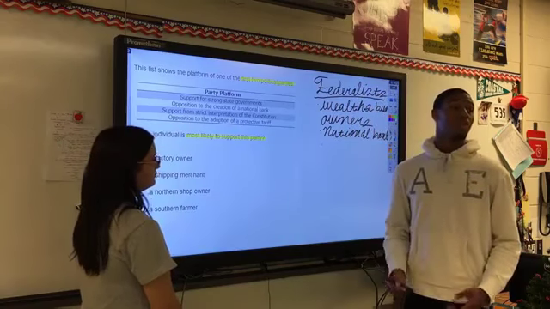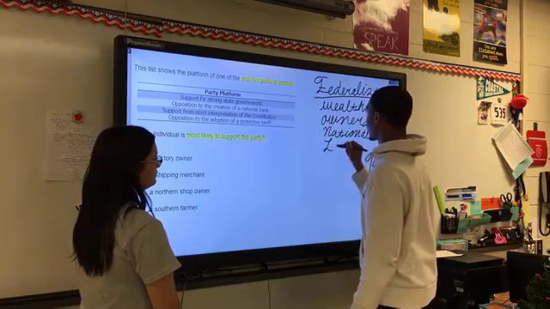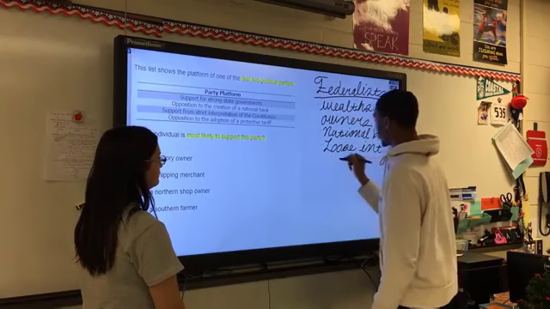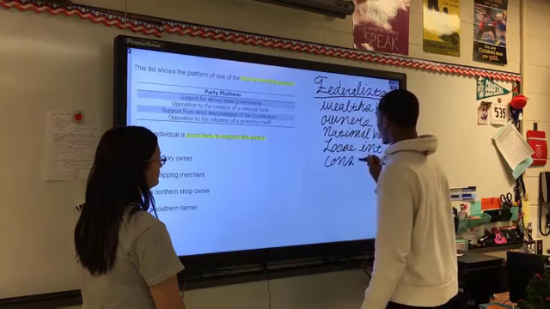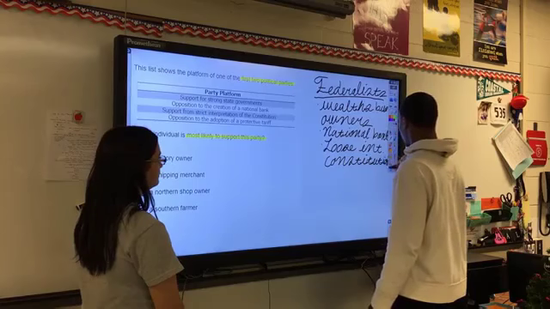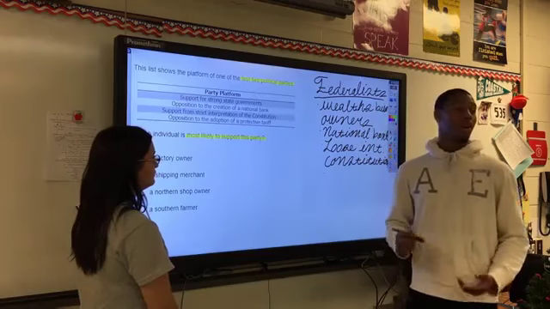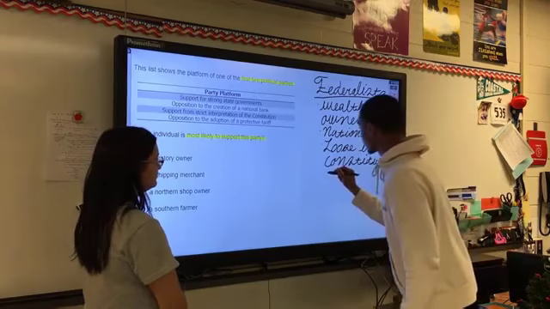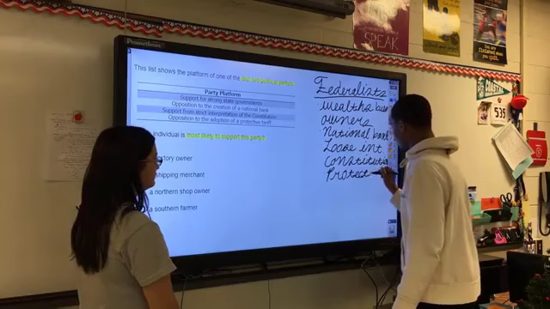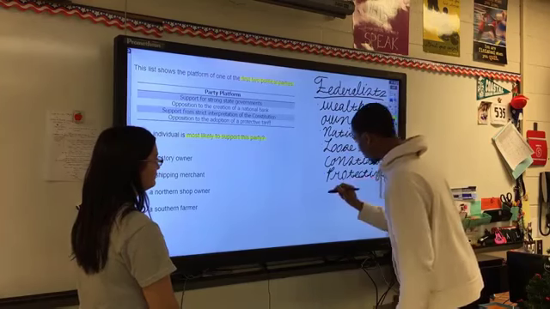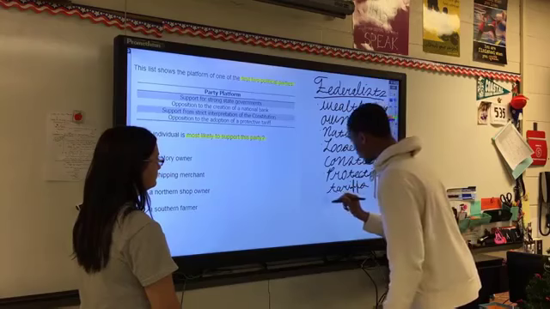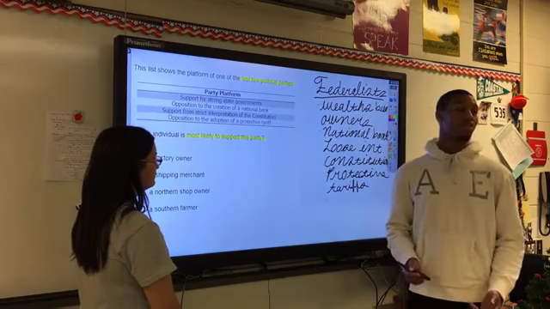The Federalist Party also supports loose interpretation of the Constitution. The Federalist Party also is in support of protective tariffs. And finally, the Federalist Party is in support of a strong central government.